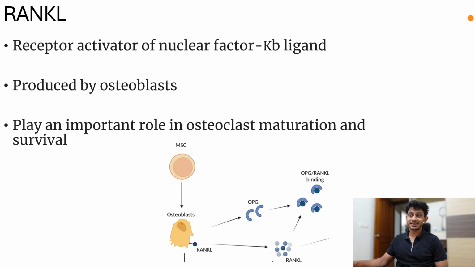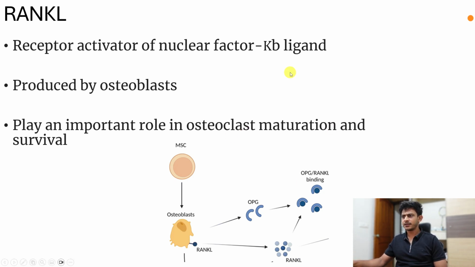So osteoblasts have something called RANKL on them. RANK is present on osteoclasts, RANKL is present on osteoblasts. What this RANKL will do is go and bind to RANK, which is present on osteoclasts, and help the osteoclastic precursors differentiate and mature into osteoclasts.